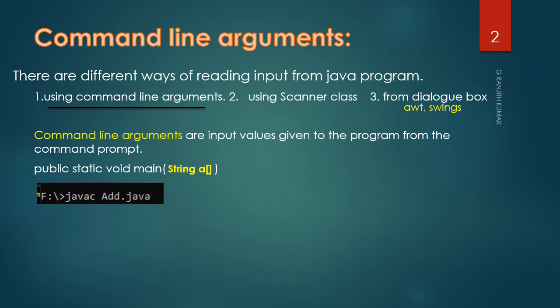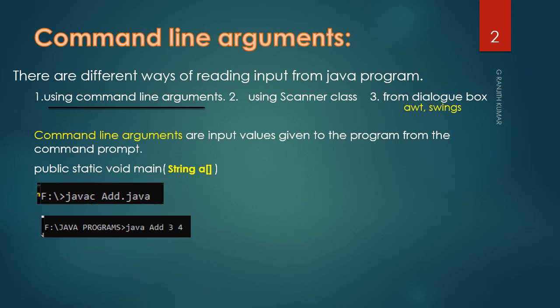Assume that our program is add.java. In order to execute the program, first we have to compile it using javac add.java. If the compilation is successful, then we can run the program. While running the program, the command is java followed by the class name. The class name is add, followed by however many inputs we want to pass to the Java program. Those input values we have to enter here.